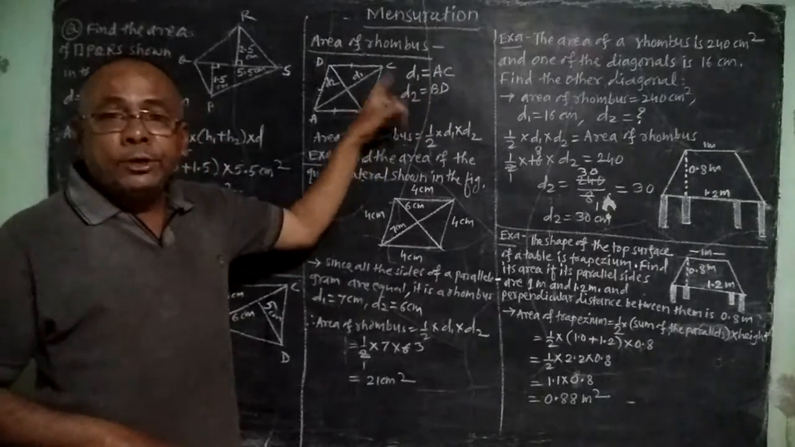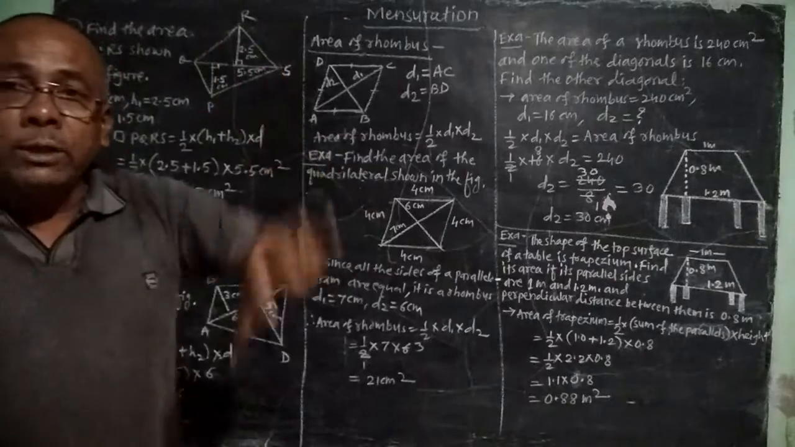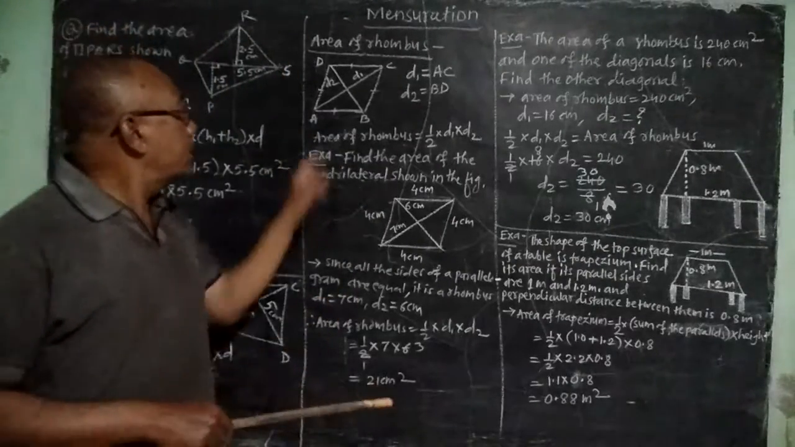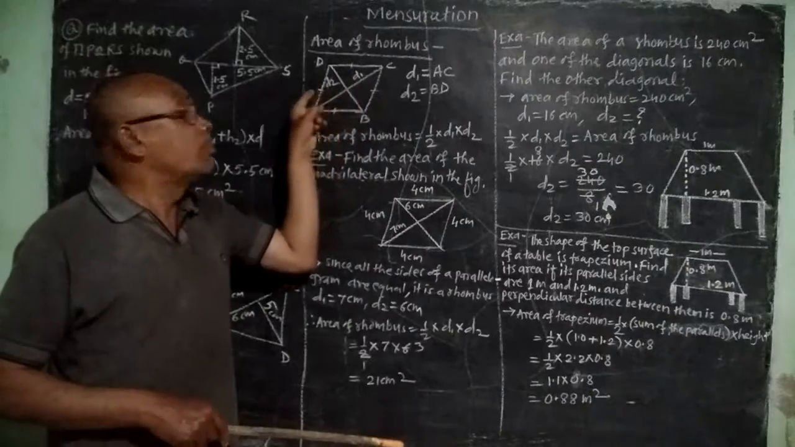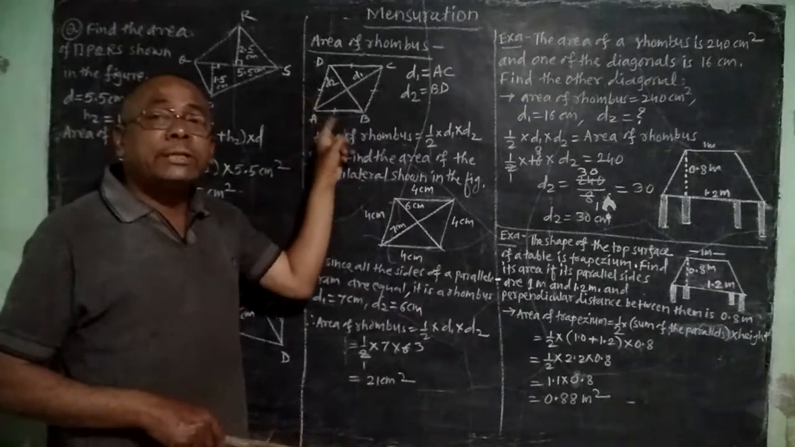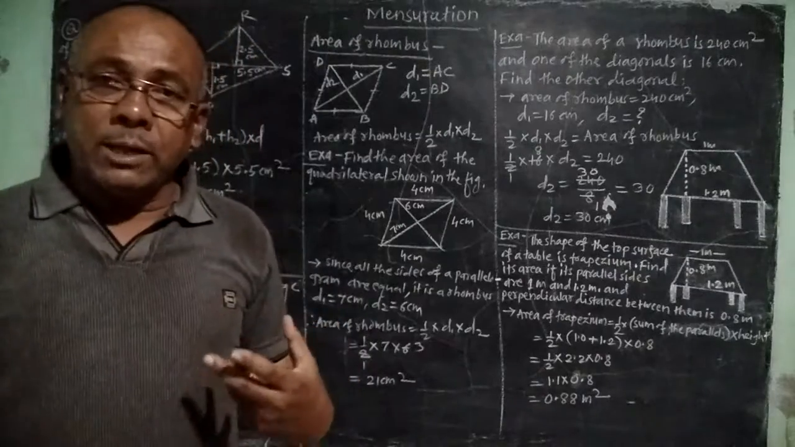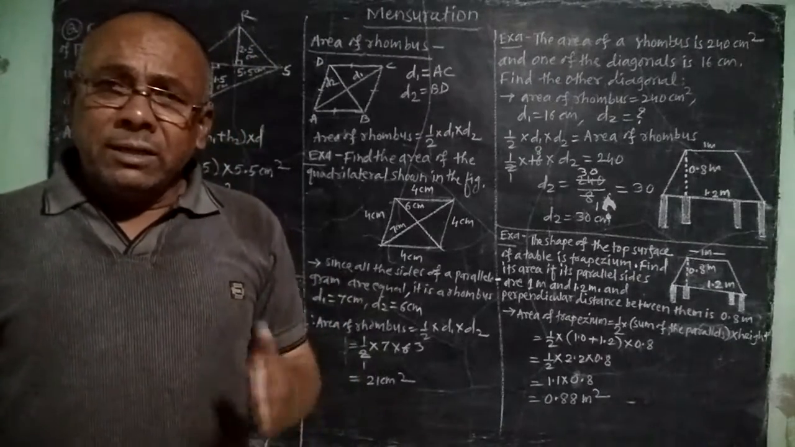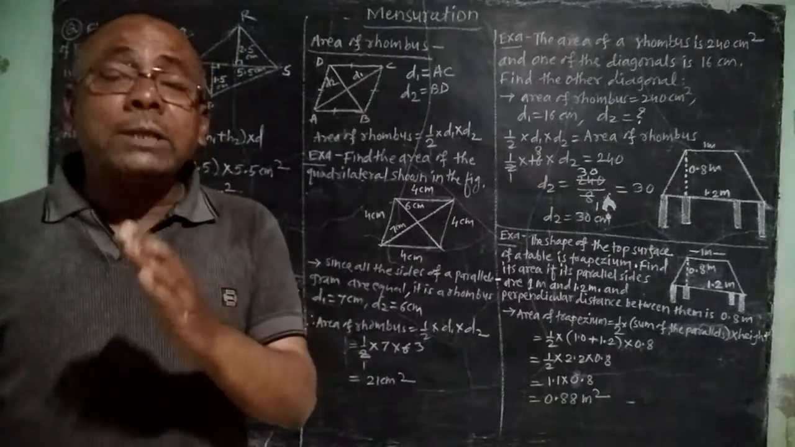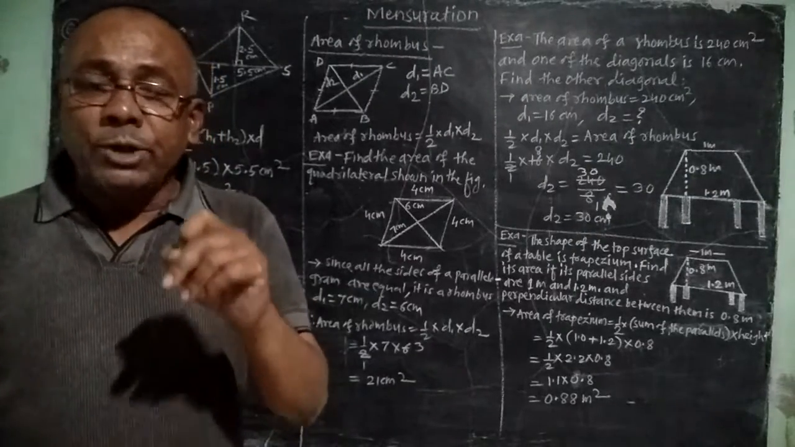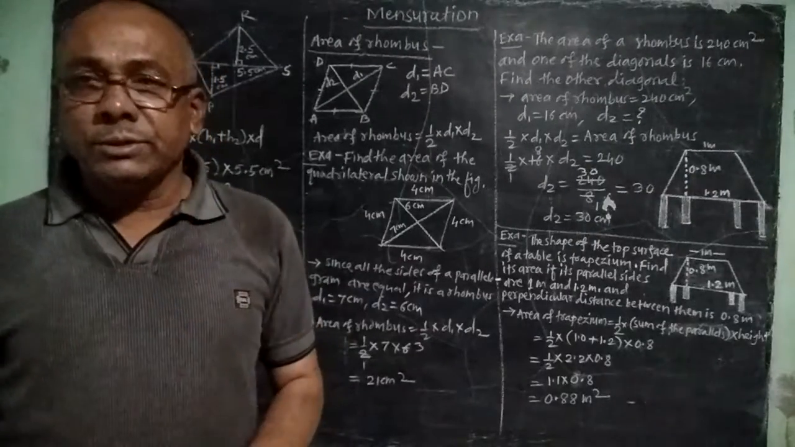So D1 and D2 are the lengths of the diagonals of the rhombus. Here we know that all the sides of the rhombus are equal, meaning all the sides of the parallelogram. If all the sides of the parallelogram are equal and the diagonals are of different length, then such a parallelogram is known as a rhombus.